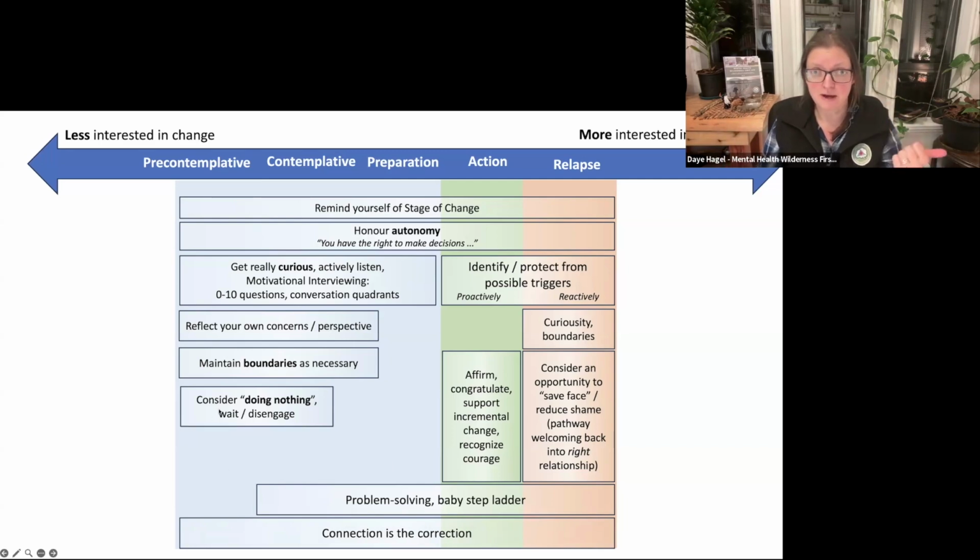Even if that's setting a boundary, even if that's disengaging and doing nothing, or if the person is on an ongoing journey of behavior change and wants to avoid triggers, we can always go back to that foundation of connection as the correction. And we know that having good, strong, healthy relationships around us is one of the most productive things we can do for mental health, and also the most predictive thing we can offer for long-term mental health. So wherever we can, we lean into connection and relationship.